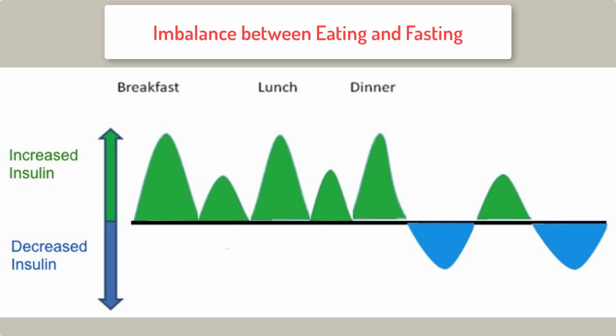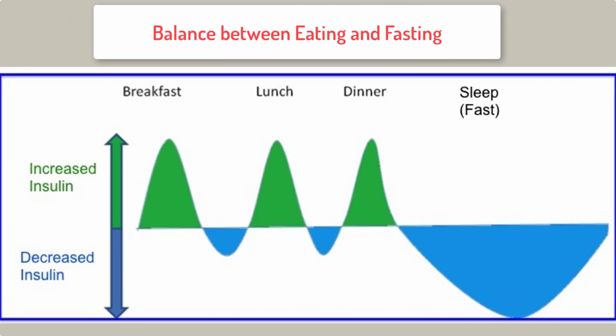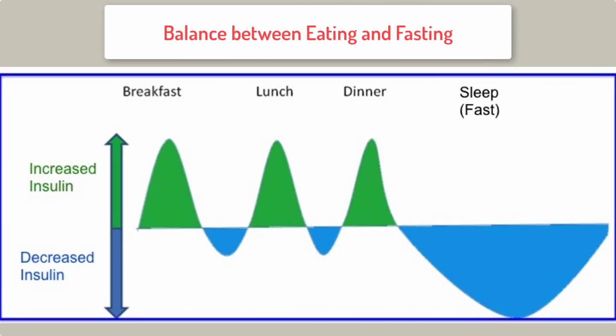But just eating alone doesn't lead to sustained high levels of insulin. If you only eat 3 meals per day, say 7 a.m., 12 p.m., and 7 p.m., then your eating period is offset by an equal fasting period, with time in between each meal for insulin levels to drop.